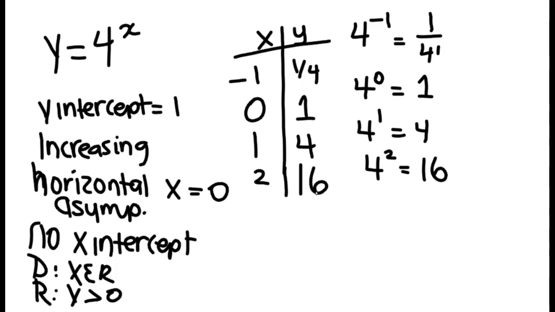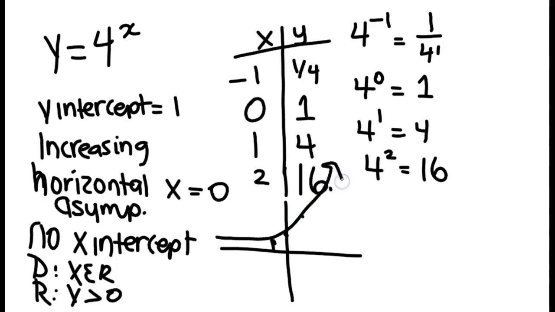Okay, so if I was to graph this, my x is -1, and my y is a quarter, so it's way down here. 0 and 1, 1 and 4, 2 and 16. You'll notice it's heading up like that.